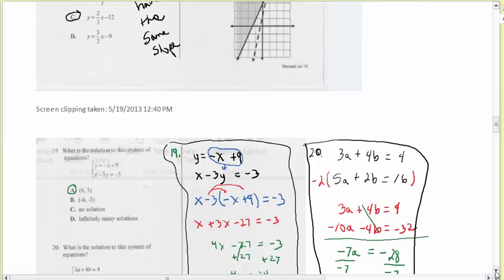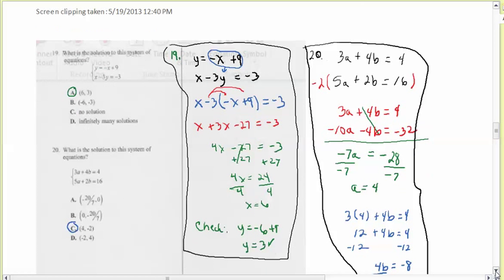Okay, number 19. Number 19, the work is right there. It is a substitution method. So I substituted the -x plus 9 where I see y. I went ahead and did my distributive property. I added my x's together, and I have -27. I'm going to add 27 to both sides, divide by 4. I got my x is equal to 6.